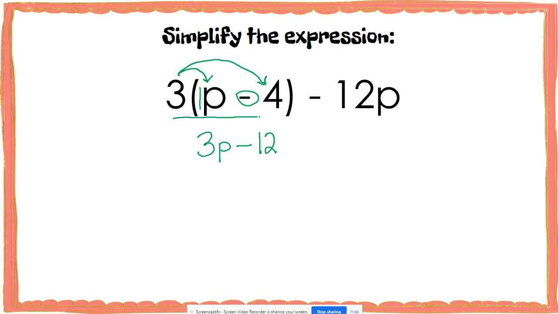Now, that means that I have simplified this piece of my expression, but I still have this minus 12p that's over here, so I'm going to rewrite it.